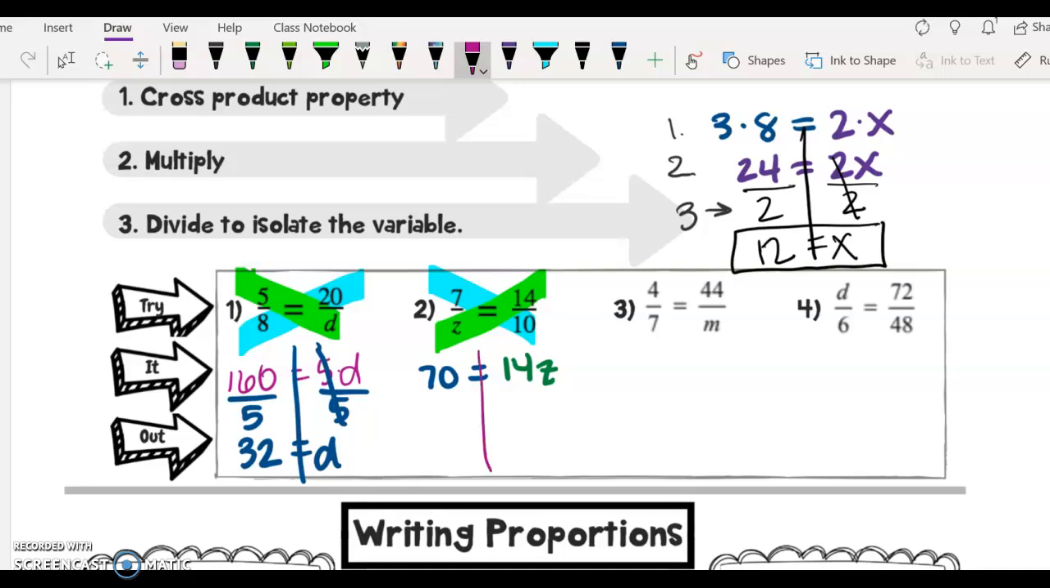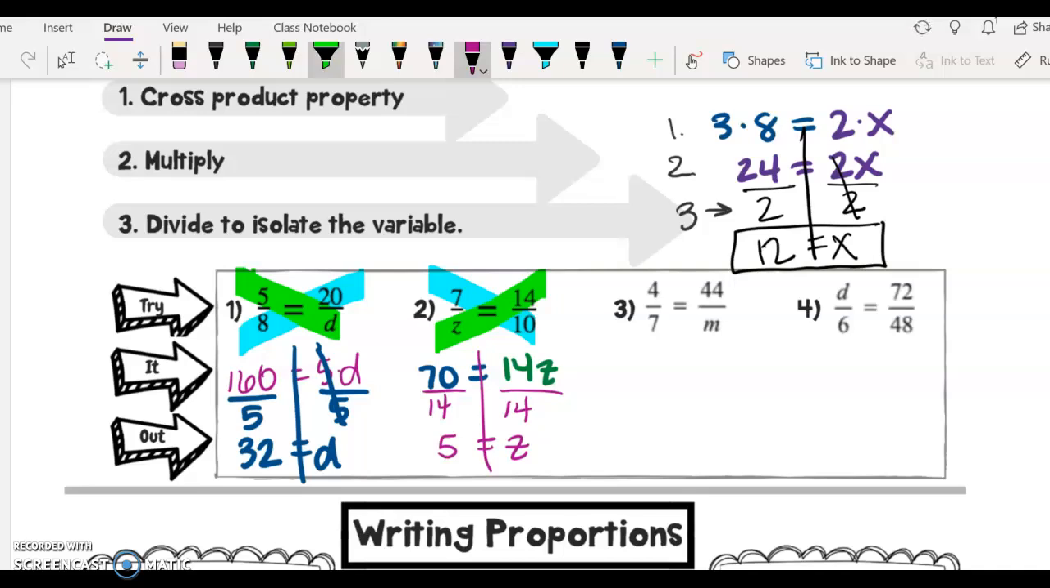And then now I isolate my variable. I'm multiplying by 14, so the opposite is to divide by 14. And 70 divided by 14 is 5. So we have 5 equals Z.